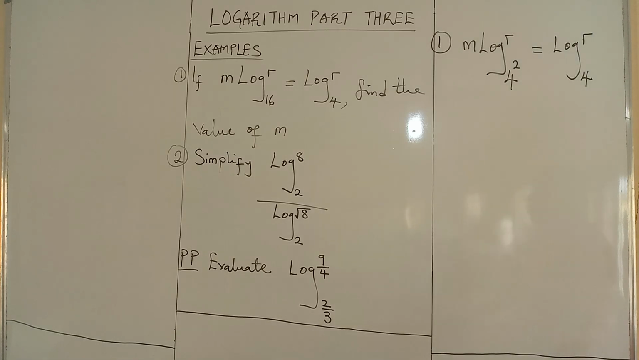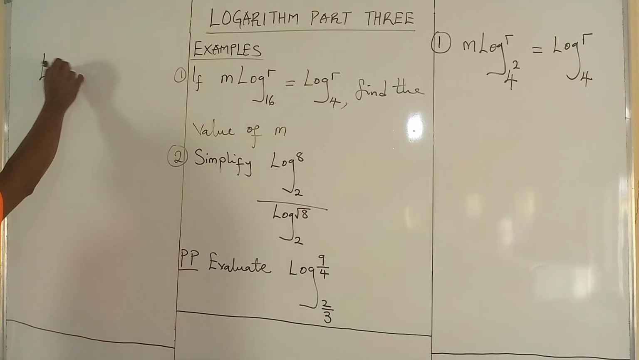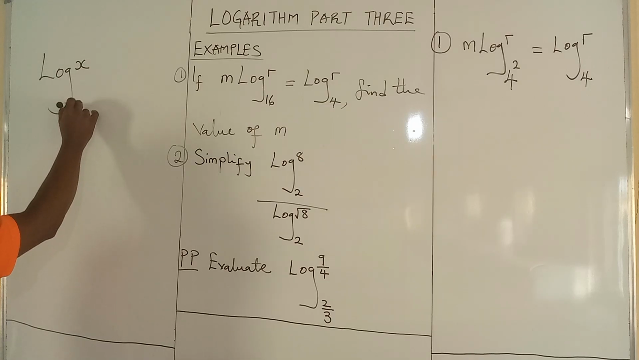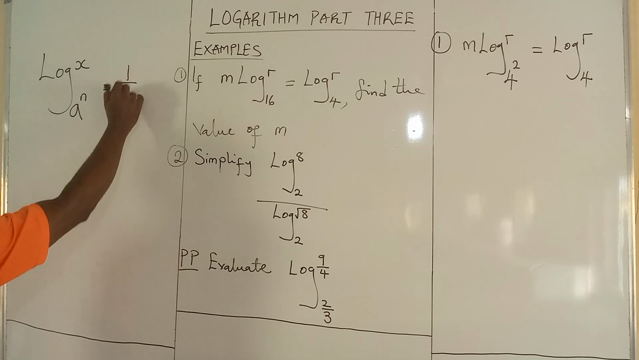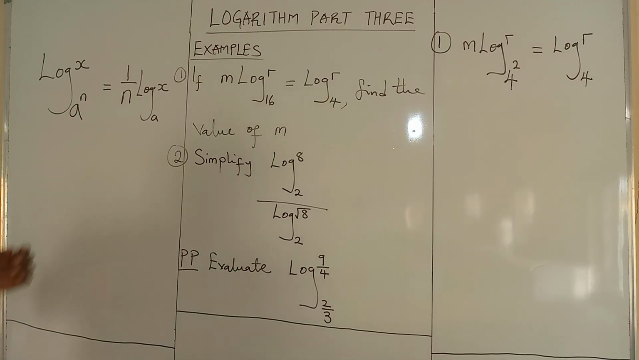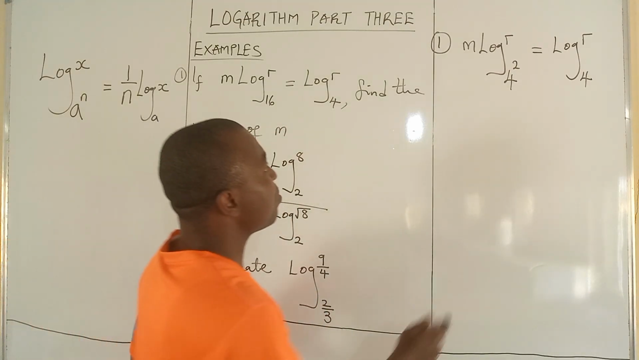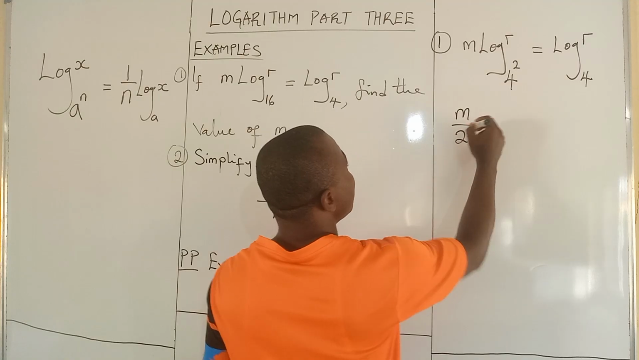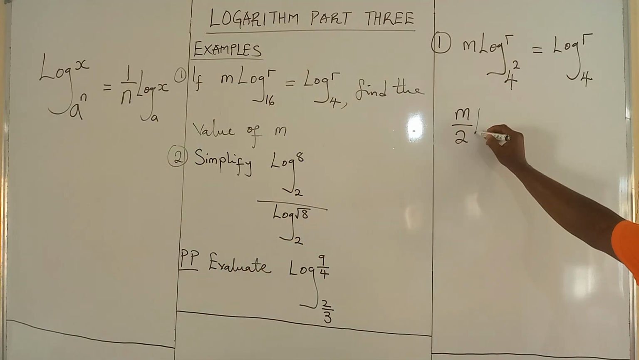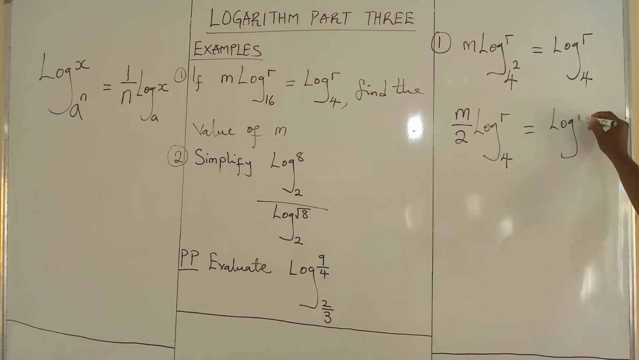Now there is a law of logarithm that says power in the base law. That law states that if you have log x base a raised to power n, the answer is 1 over n log x base a. We call it power in the base law. Looking at this left hand side, it resembles that law, so I'm going to apply power in the base law, which will give me m over 2 log r base 4 is equal to log r base 4.